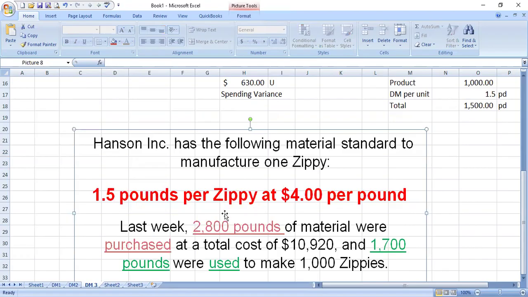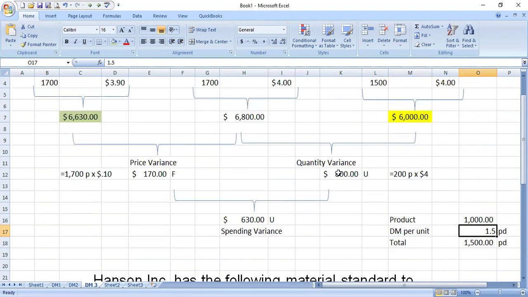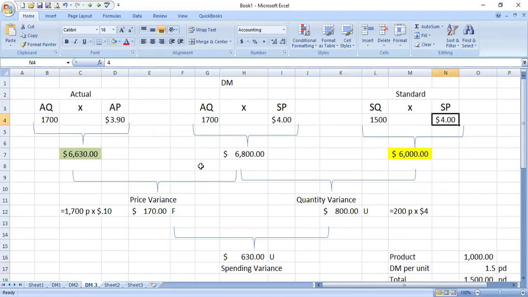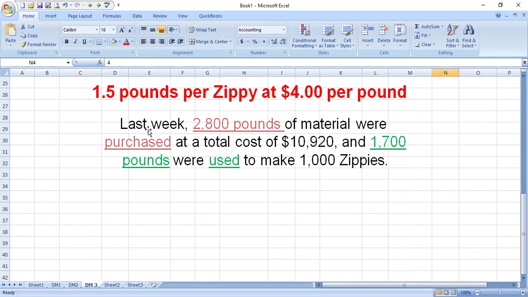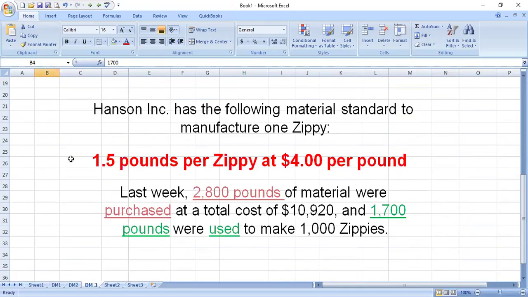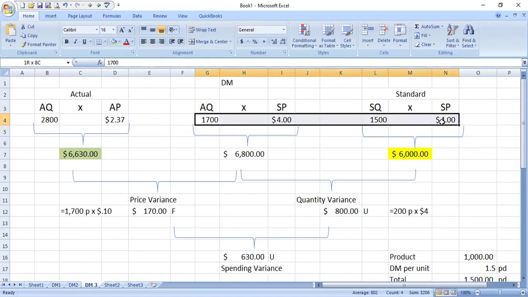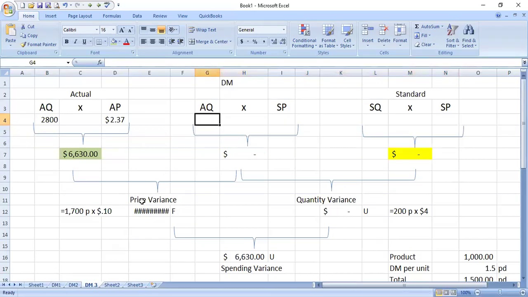So again with the ZP. We stand with the ZP. We need 1.5 pounds per 1 ZP at $4 per pound. So that information stayed the same. The interesting part is last week, 2,800 pounds of material were purchased. So what's the actual quantity of the material purchased now? That will be 2,800 pounds. Correct?